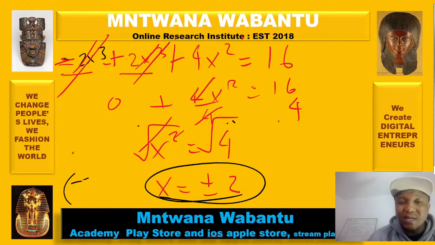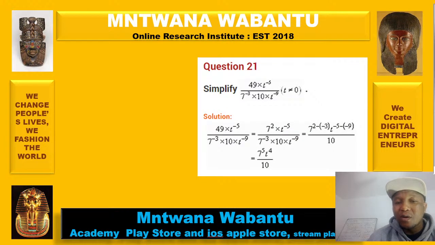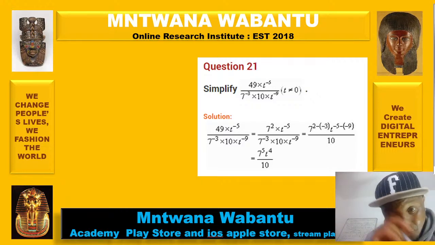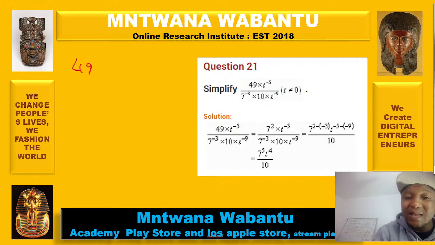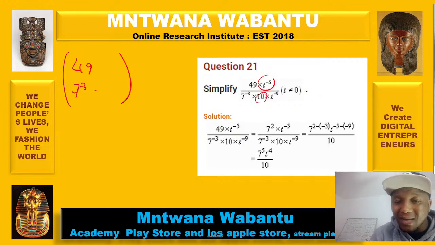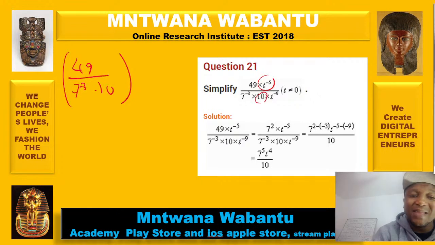For the next question, let's see this one. Let's simplify this question. This is way easy, because I have numbers and letters, so let me put the numbers together and the letters together. I start with the 49 on top; there's no other number here. At the bottom, I have 7 to the negative 3 and then multiplied by 10. So I can simply plug that in the calculator.